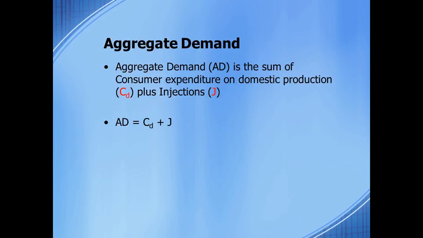And if we go back to thinking about aggregate demand, AD is the sum of consumer expenditure on domestic production, C for consumer and d for domestic, plus the injections J. So the sum would be AD equals C small d plus J.